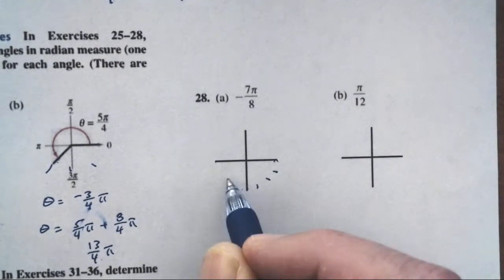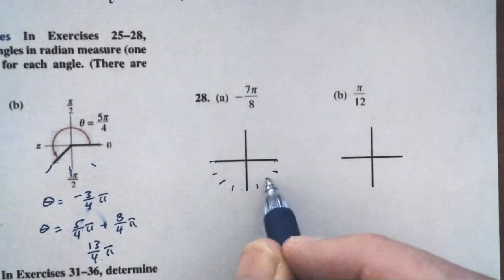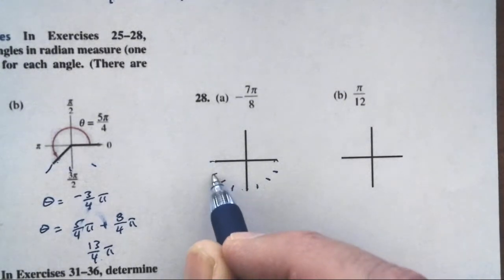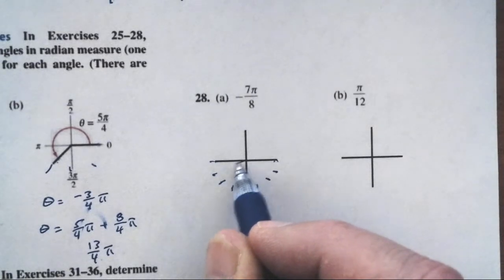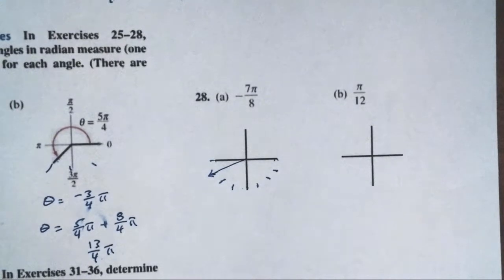1, 2, 3, 4. Divide it in half and half again. 1, 2, 3, 4, 5, 6, 7. So here's where we are right now. You might not need to draw that, but I think it's probably not a bad idea.